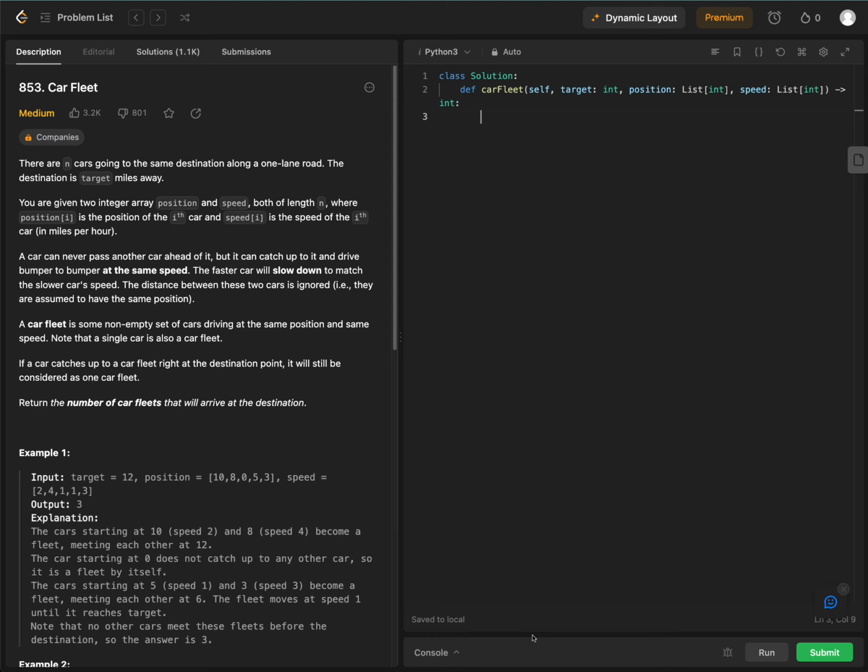Hi, welcome back to question number 18. Today we are going to attempt this question, car fleet. This question is about n cars going down a one lane road.